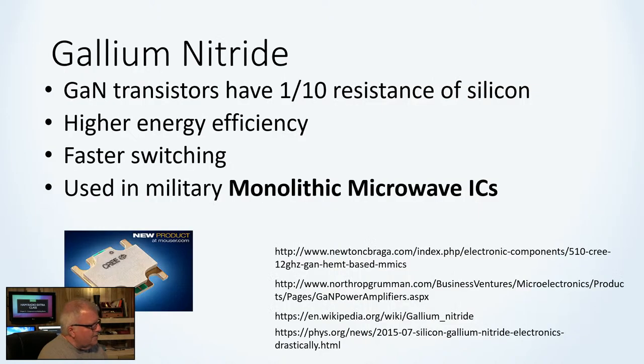There's also a cousin, gallium nitride. They have a tenth of the resistance of silicon. They have higher energy efficiency, faster switching, and these are used primarily in monolithic microwave ICs, MMICs. And this is what a packaged MMIC looks like.